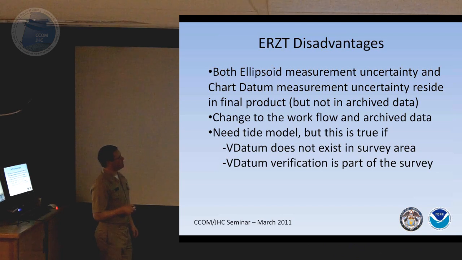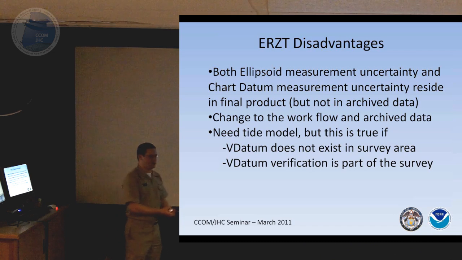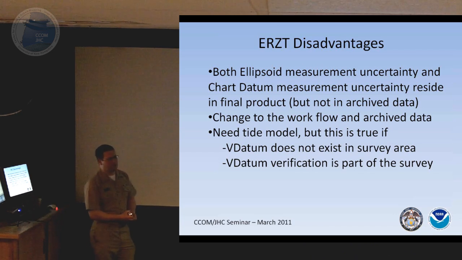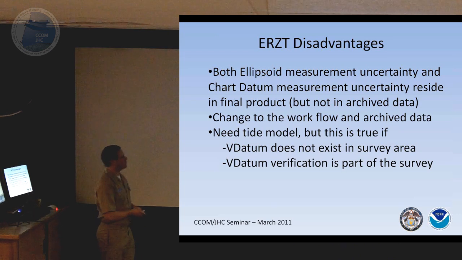But with this method, you never get rid of both the ellipsoid uncertainty, your ellipsoid height uncertainty, and your chart datum uncertainty. Those are both residing there. So your uncertainty in your final surface that's to chart datum actually ends up being slightly higher than it might have been if you had just gone to the ellipsoid. But I think you're ending up with a much better product. So I think that that's okay.